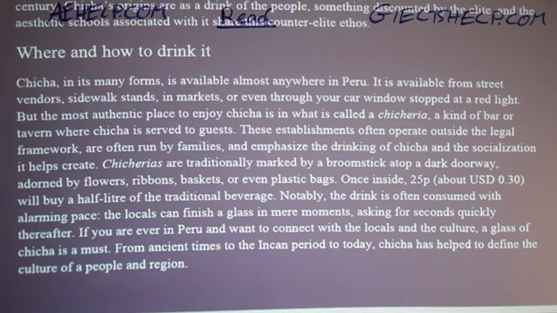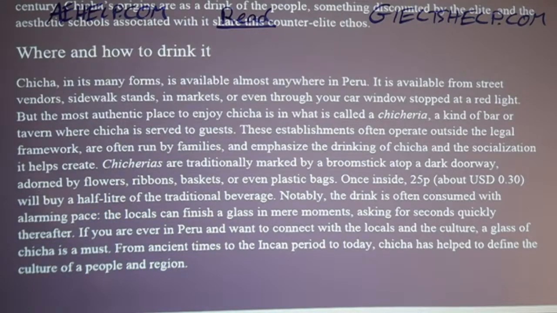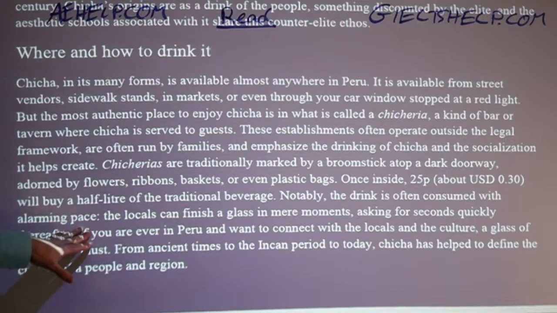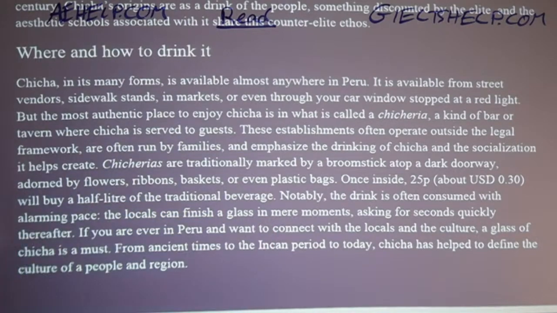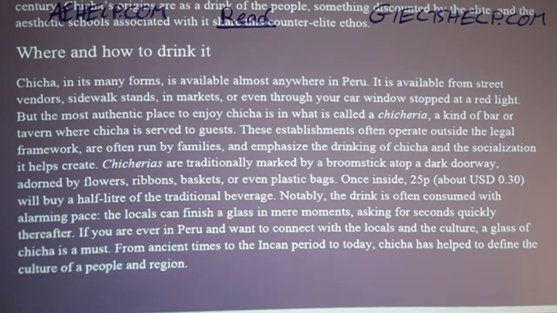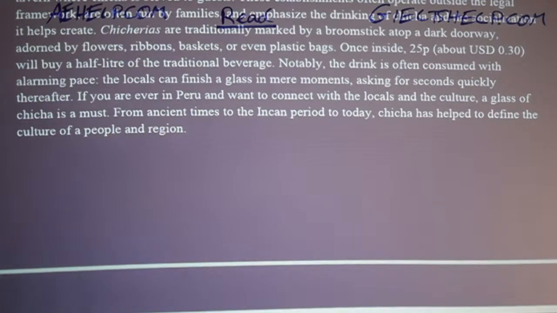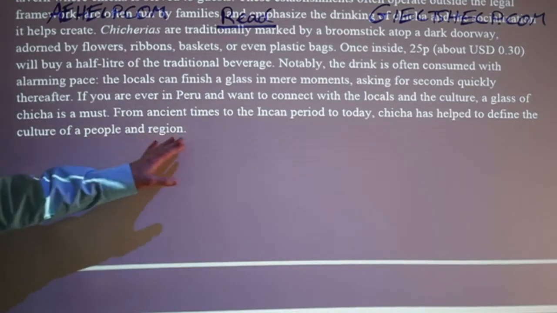Once inside, 25 pesos, about USD 30 cents, will buy a half liter of the traditional beverage. Notably, the drink is often consumed with alarming pace. The locals can finish a glass in mere moments, asking for seconds quickly thereafter. If you are ever in Peru and want to connect with the locals and the culture, a glass of chica is a must. From ancient times to the Incan period today, chica has helped to define the culture of a people and region.